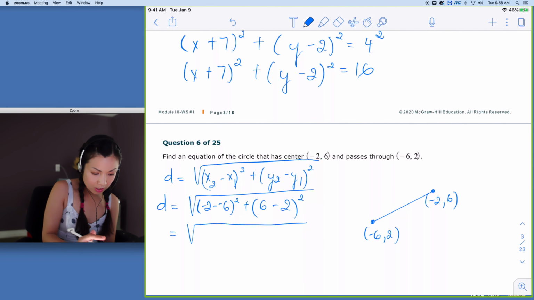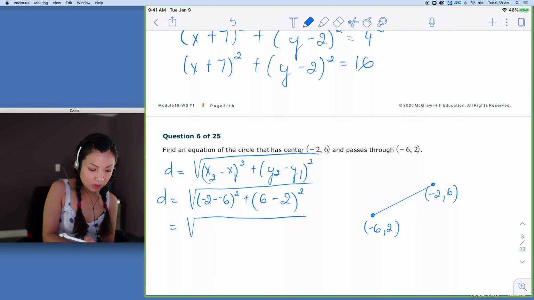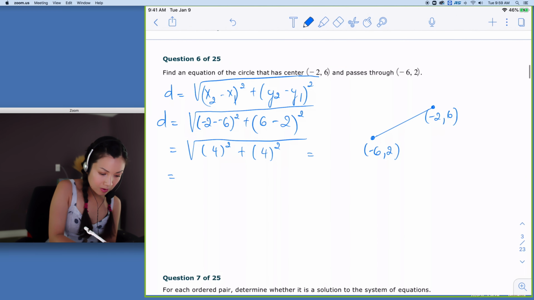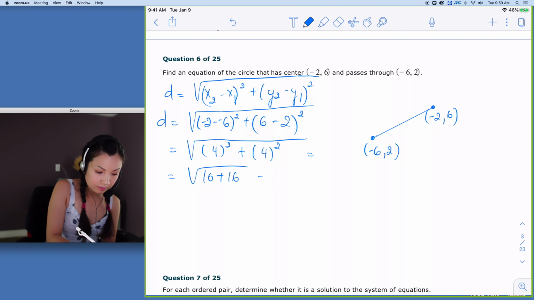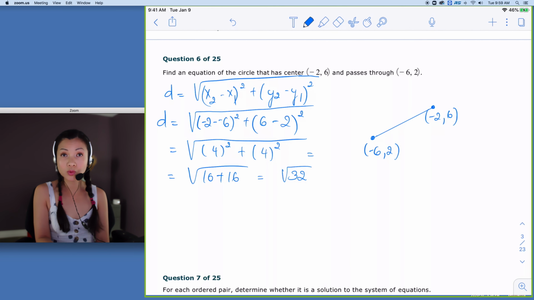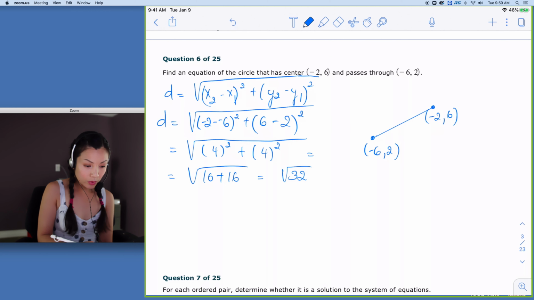So what I have right here is negative 2 plus 6 is 4. 4 here, 4 squared plus 4 squared. So that's going to be 16 plus 16, so it's 32. Okay. So I have the square root of 32. Now we're going to plug it in, right?